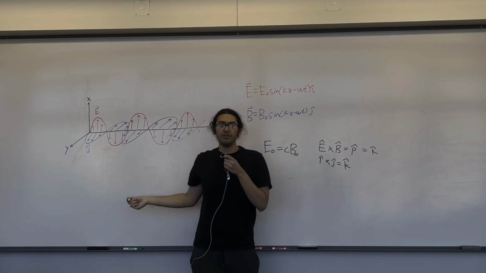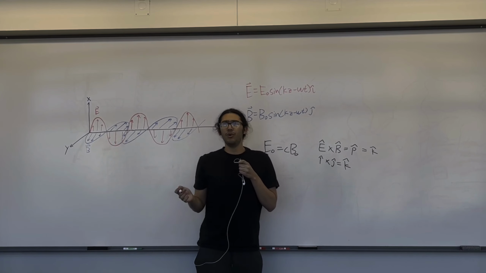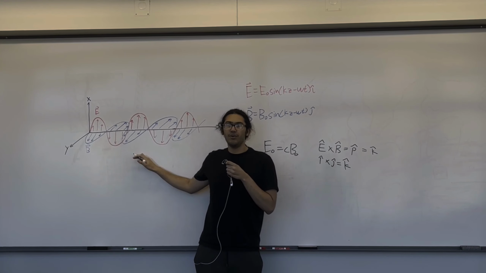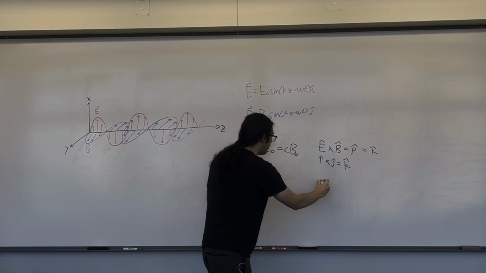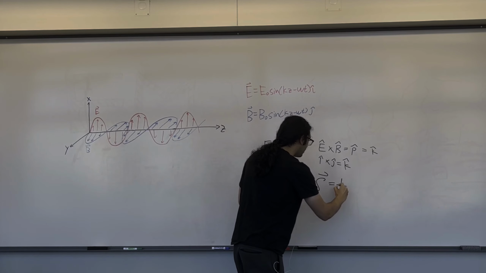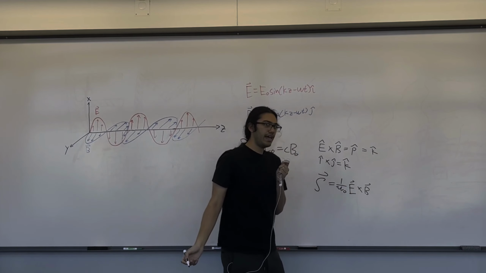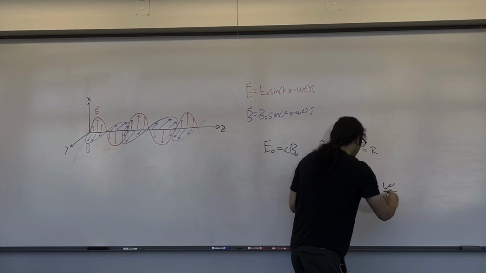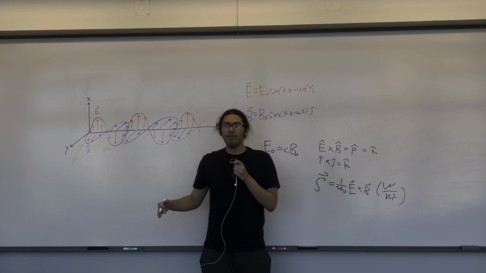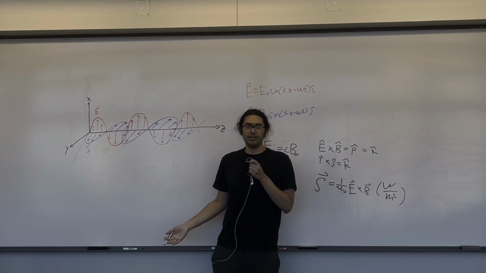Great. And then there's one other thing you can do with this, which is calculate the Poynting vector. The Poynting vector basically tells you the rate of energy that this wave is going to be delivering. So the Poynting vector, S, is equal to 1 over mu naught times E cross B. And the unit of that is watts per meter squared. Basically, this tells you, over a given area, how much energy this wave is going to be delivering per second. And that is a very useful quantity to know for many different purposes.